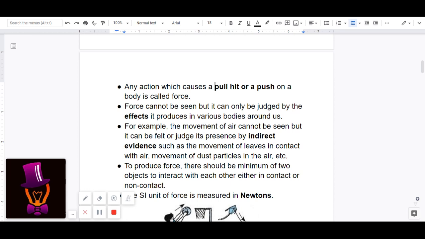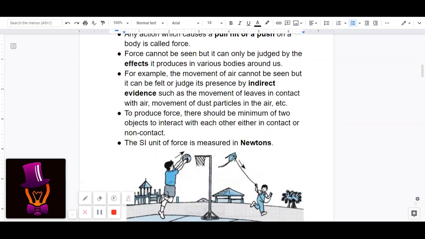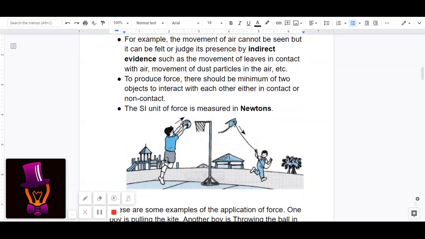Force cannot be seen, but it can only be judged by the effects it produces in various bodies around us. For example, the movement of air cannot be seen, but it can be felt or judged by indirect evidences such as the movement of leaves in contact with air, movement of dust particles in air, etc. To produce force, there should be a minimum of two objects interacting with each other, either in contact or in non-contact. We'll be seeing about contact and non-contact force in our upcoming videos.